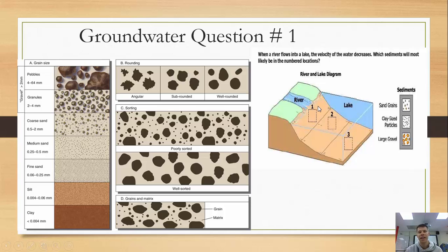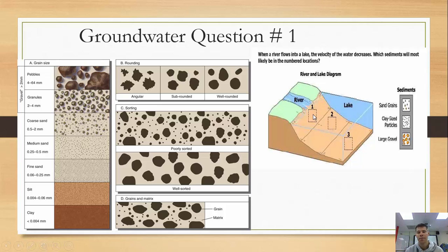when the river hits the lake, the velocity slows down. So the largest particles are going to get dropped off first. And then as the river continues to flow into the lake, it's going to be able to carry the medium and the small sized particles until it's not going fast enough to hold the medium-sized particles. So it'll drop the medium-sized particles right here. And then the last thing to settle in the lake will be your clay-sized particles.